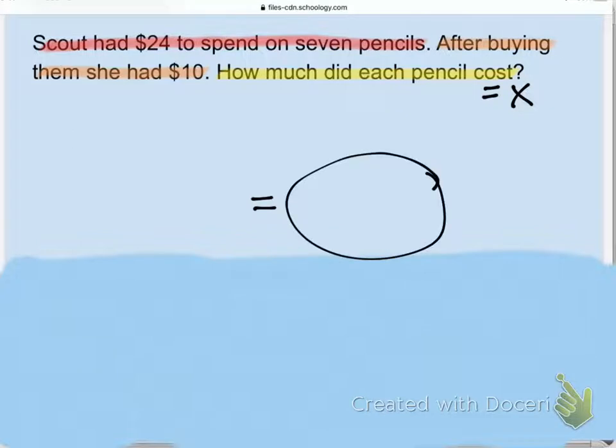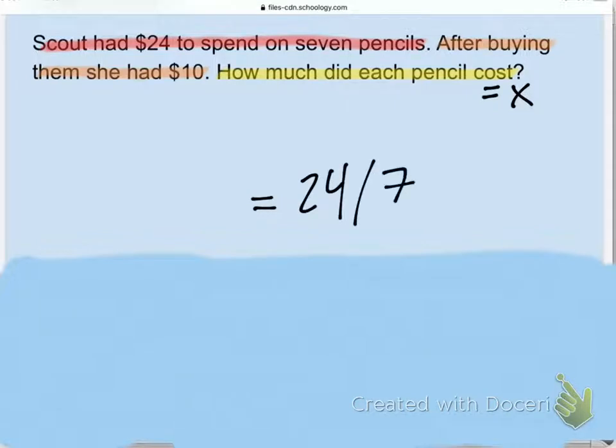Here's the first question. What number goes on that side? We technically have 3 numbers in this problem if we're looking. We have $24, we have 7 pencils, and we have $10. So we have 3 numbers in that section. But what is the number that's going to be going on the right-hand side of our equal sign? Is it going to be the 24? Is it going to be the 7? Or is it going to be the 10?